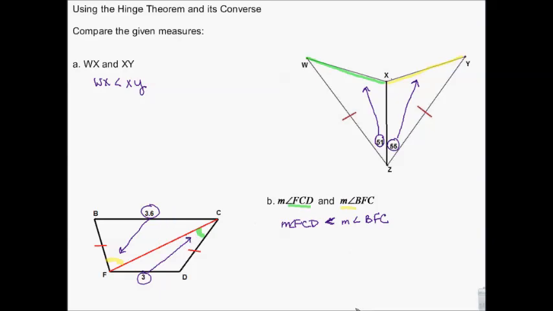Okay, so that's all you're going to be doing. The same kind of idea as what we were doing in the last section, except this time we're comparing two different triangles. So look for the biggest angle. That's across from the biggest side. Look for the biggest side. That's across from the biggest angle.